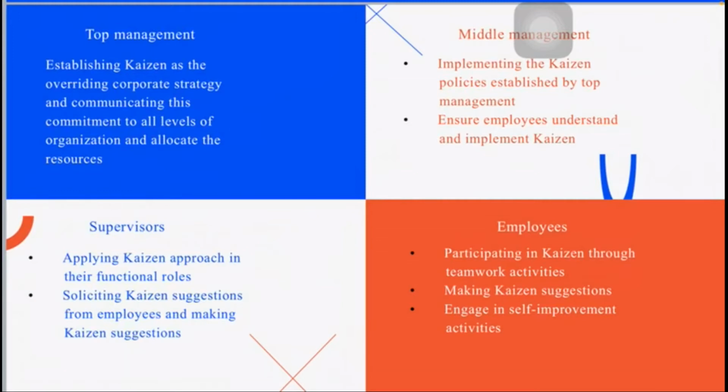Next, for the supervisor, their role is applying the Kaizen approach in their functional roles and soliciting Kaizen suggestions from employees and making Kaizen suggestions. Next, the last one for the employees, their role is to participate in Kaizen through teamwork activities and then making Kaizen suggestions, and last one is to engage in self-improvement activities. Next, I will pass to Ariefiqri.